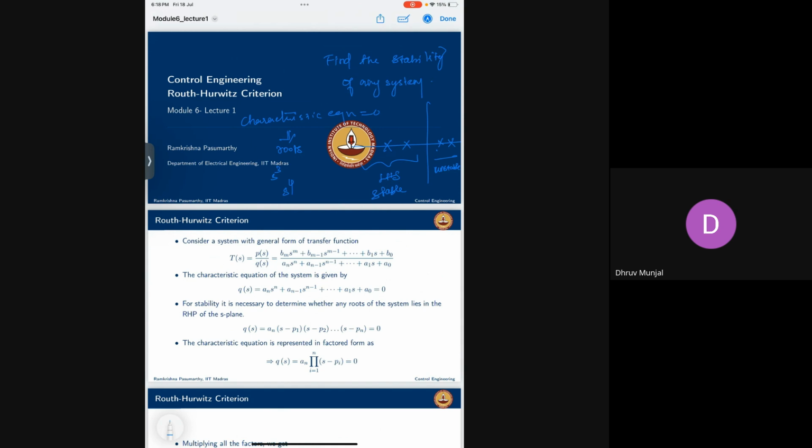When there is no MATLAB or any mathematical tools available, you should depend on some other technique. That technique is the Routh-Hurwitz criterion. We can even go up to s power 8. There is no physical system that has that much complexity, but for mathematical analysis we can go beyond that, not restricted to even 8. So this method helps you find the location of poles for higher order systems.